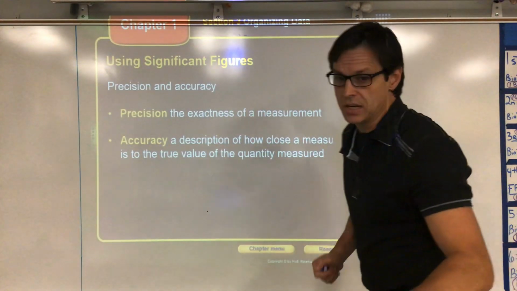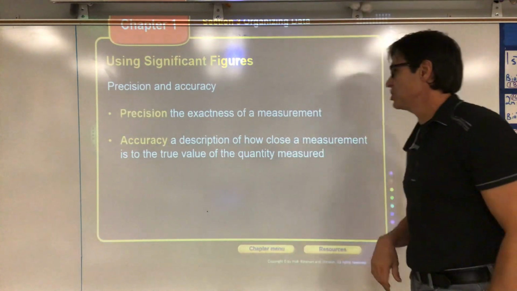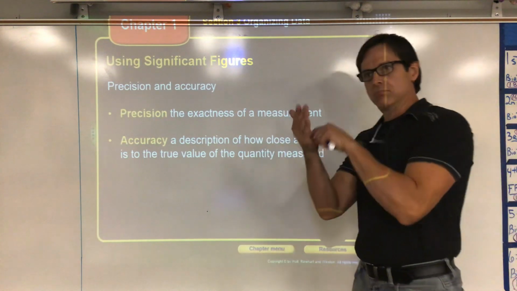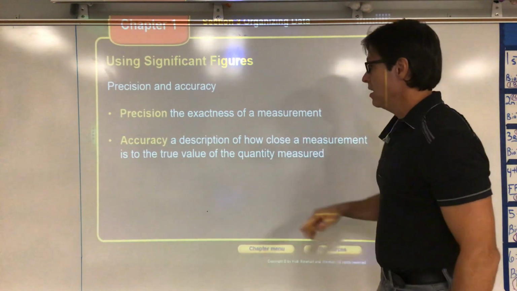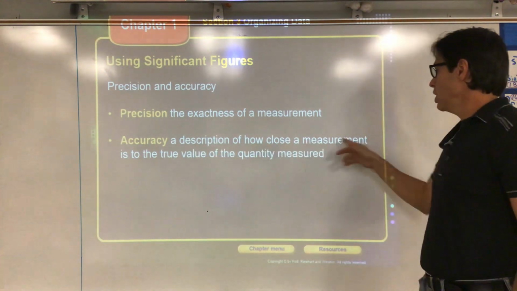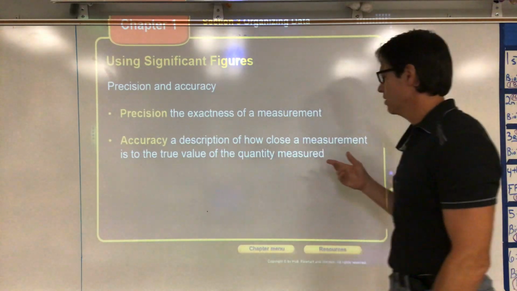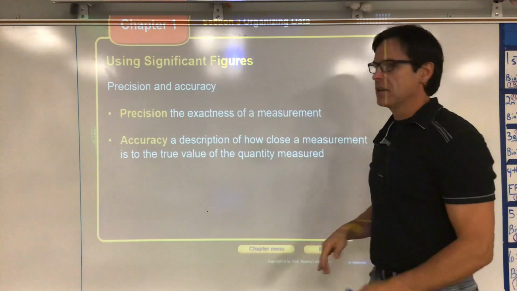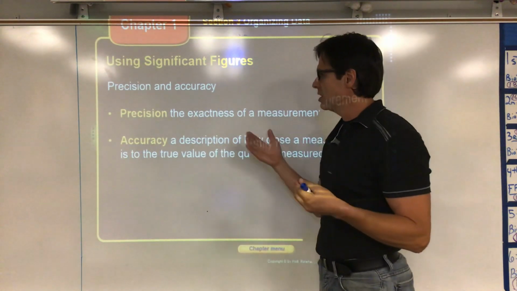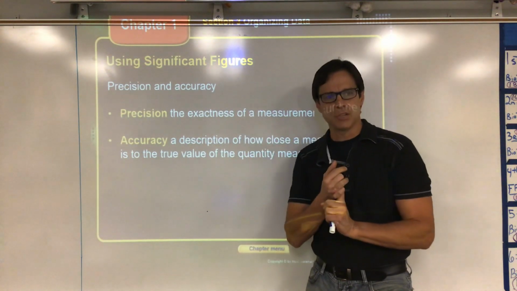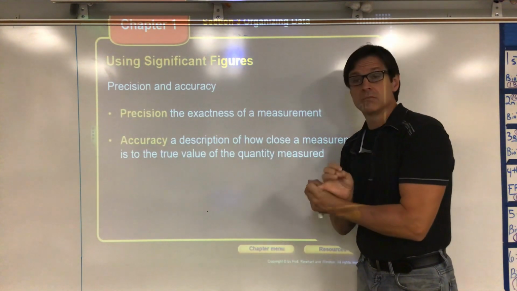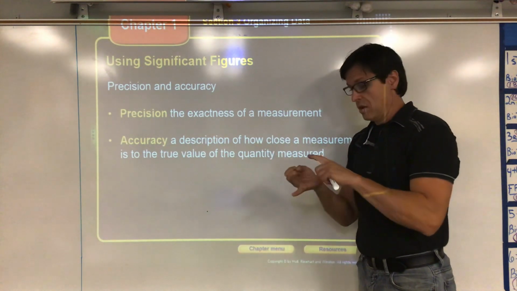So then the two terms are called precision and accuracy. Precision is just a straight definition, the exactness of a measurement, like basically hitting the bullseye. Accuracy is a description of how close a measurement is to the true value of the quantity. It's not a big deal, just understanding these two different definitions. We're not going to focus as much on that. It's just understanding the definition, with a little visual aid. But our main focus is the conversions, making sure we understand that.